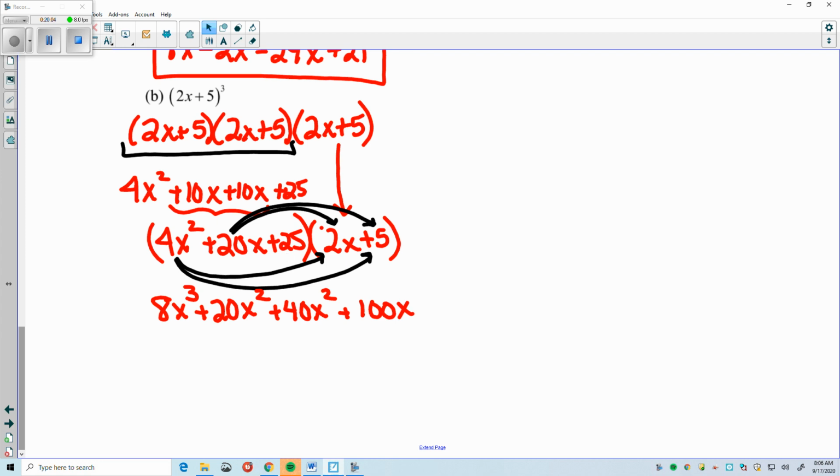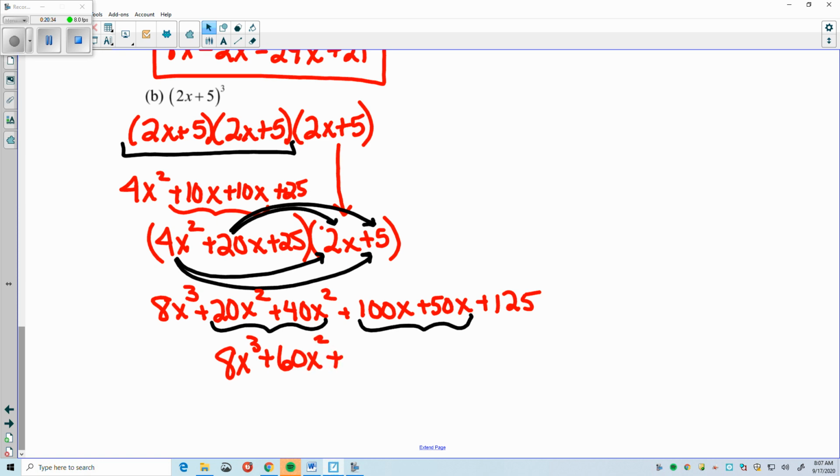So I have 25 times 2x, there's 50x. And I have 25 times 5, and that gets you a total of 125. Okay, last thing that we need to do again is combine our like terms. So I have my squareds, x to the first. So final answer here, 8x cubed plus 60x squared plus 150x plus 125. Final answer, box it in.